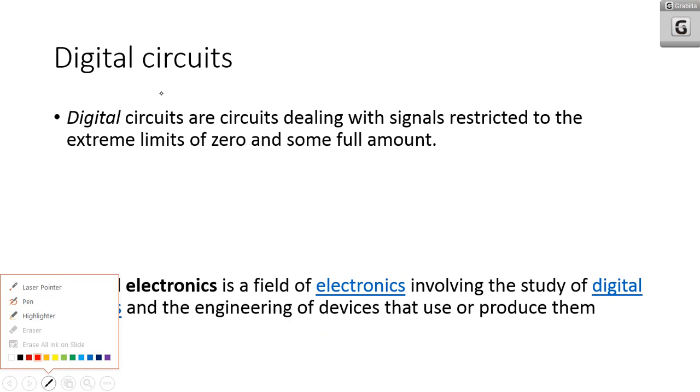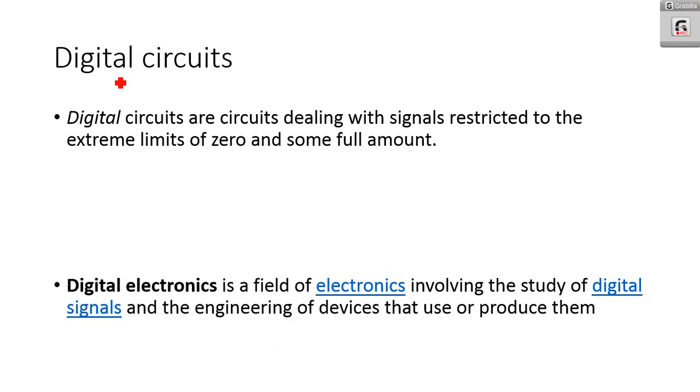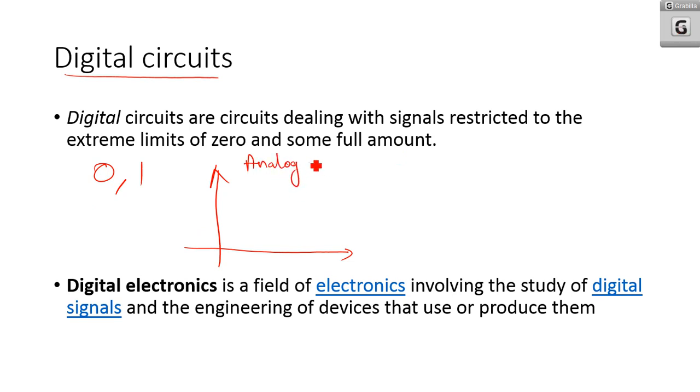So my first question: what is basically a digital circuit? Digital circuits are circuits dealing with signals restricted to the extreme limits of 0 and some full amount. That means we have 0 and 1. Suppose you have a continuous signal. Generally, in all circuits we have an analog input signal. So this is an analog input signal with time base, and this is the amplitude.